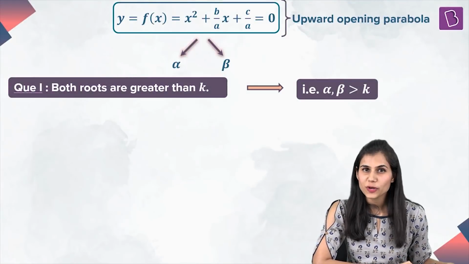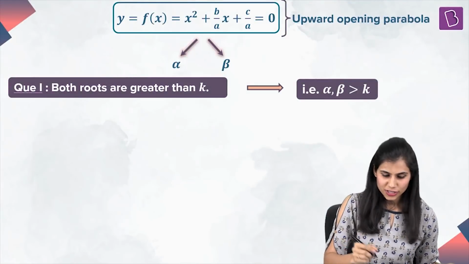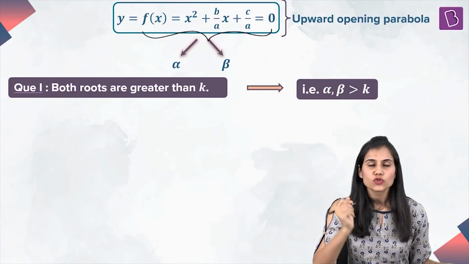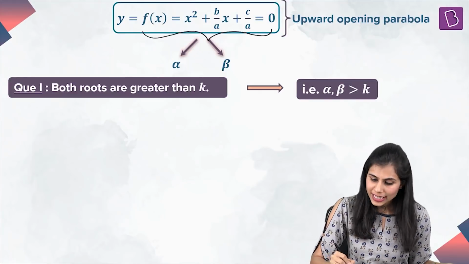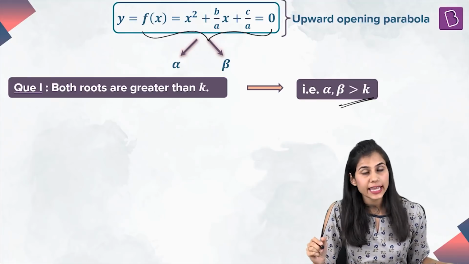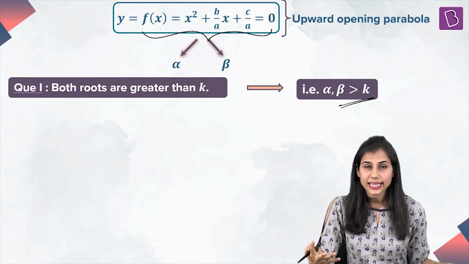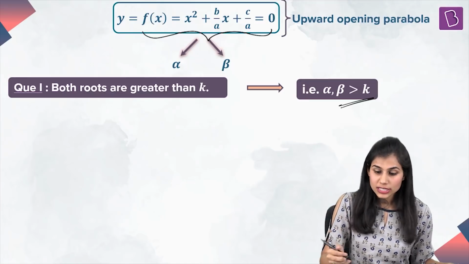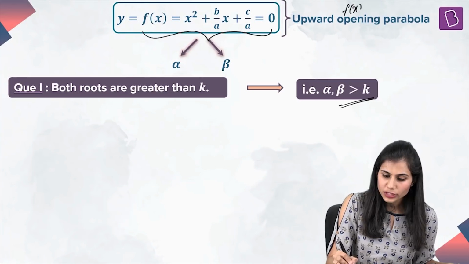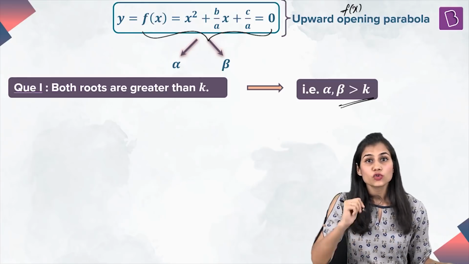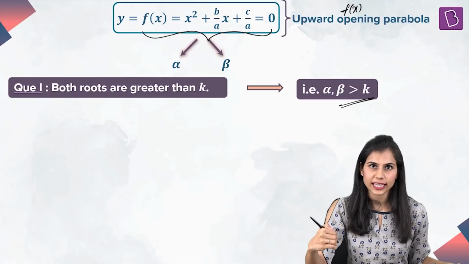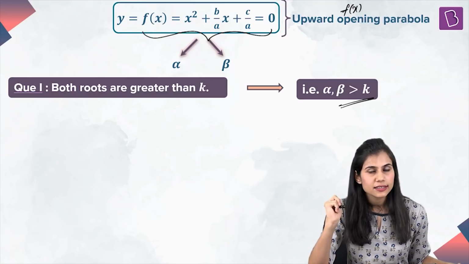Okay, so the first question is, how should this given quadratic equation behave so that both its roots are strictly greater than a fixed constant k? Or in other words, I can say, how should the upward opening parabola, which is nothing but the graph of the quadratic polynomial f of x, behave so that f of x equal to 0 has both its roots strictly greater than k? Let's think.